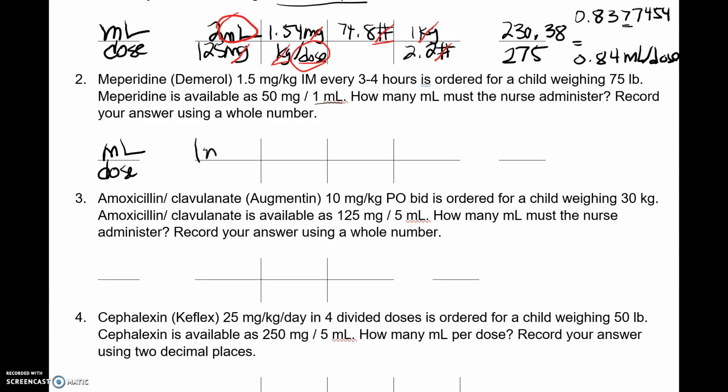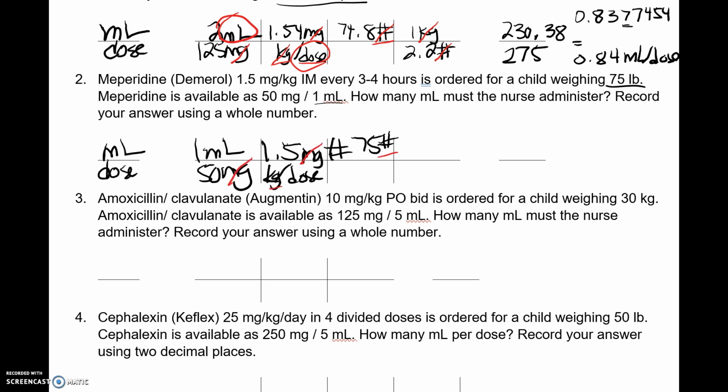We know that there's 1 ml that has 50 milligrams. If we want to cross these milligrams out, we need another order, 1.5 milligrams per kilogram every dose. We have a child weighing 75 pounds. When we look at canceling out, we can cancel the milligrams. We're left with kilograms and pounds.